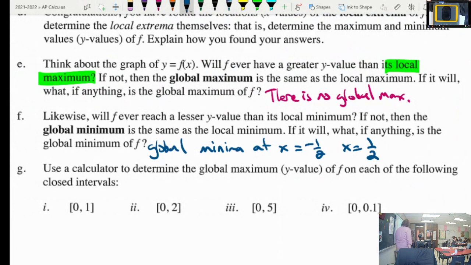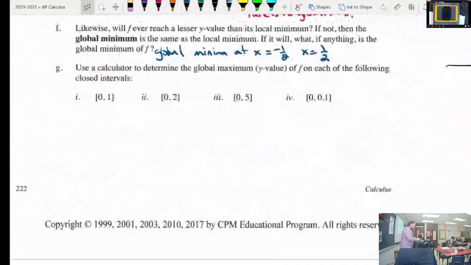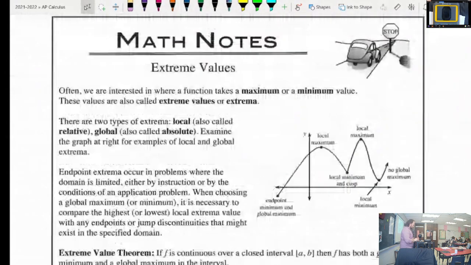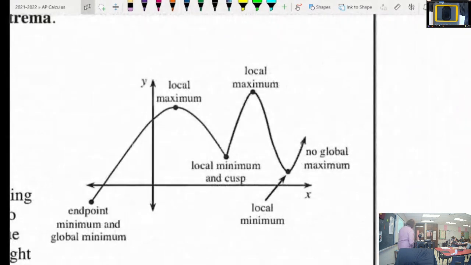In short, the whole point of this problem is that the global minimum is the absolute lowest point you see on the graph. And sometimes, if it goes down to infinity, there is no global minimum. The same thing would be true of maximum. There's a better picture of this on the next page of your packet, which has this math notes box in here. And this does a really good job of explaining it, that diagram right there.